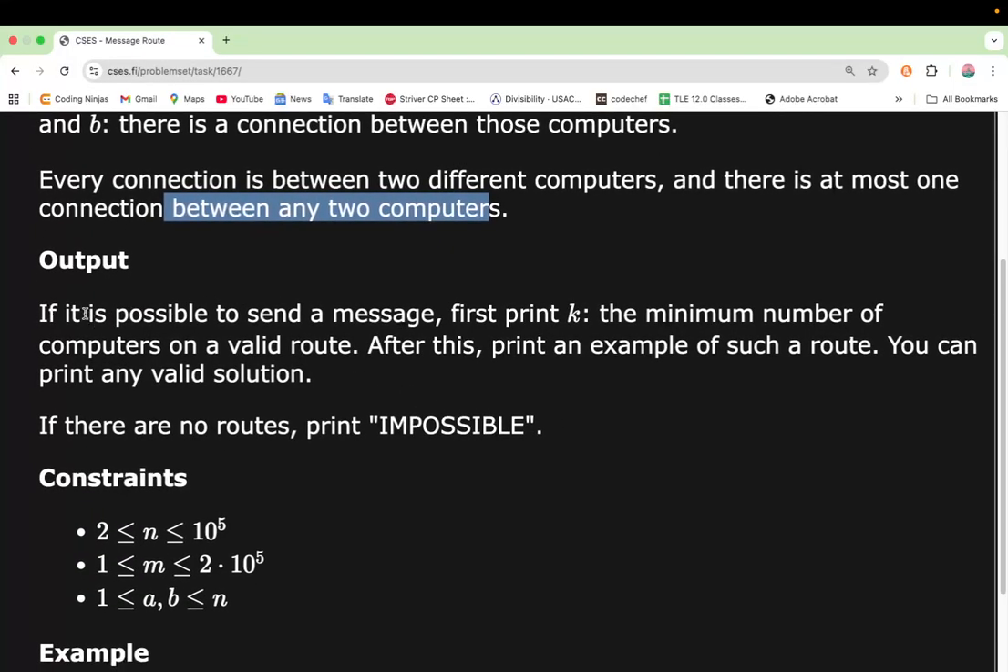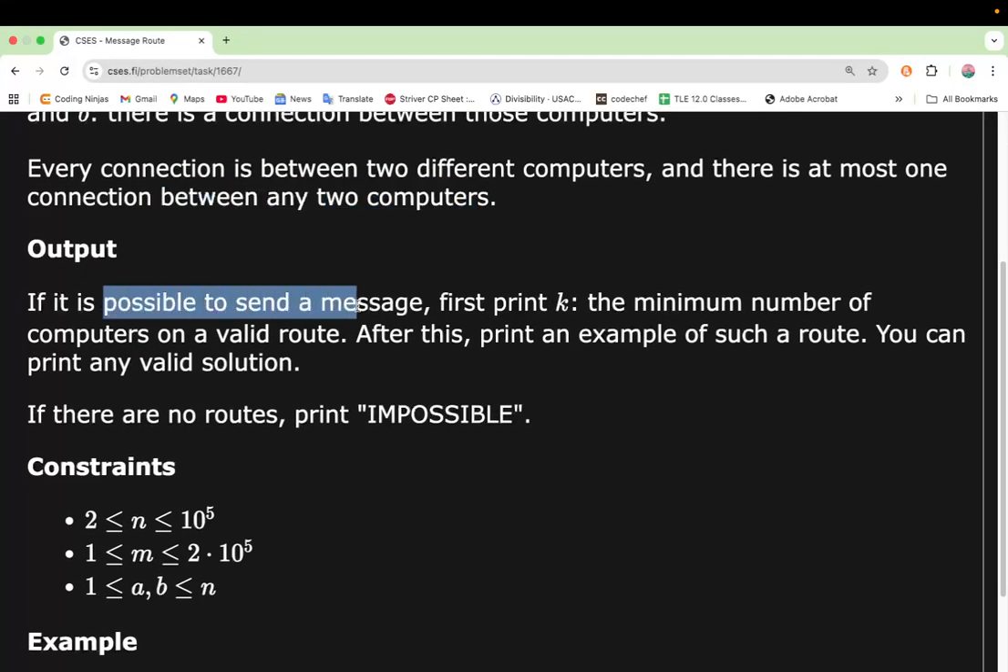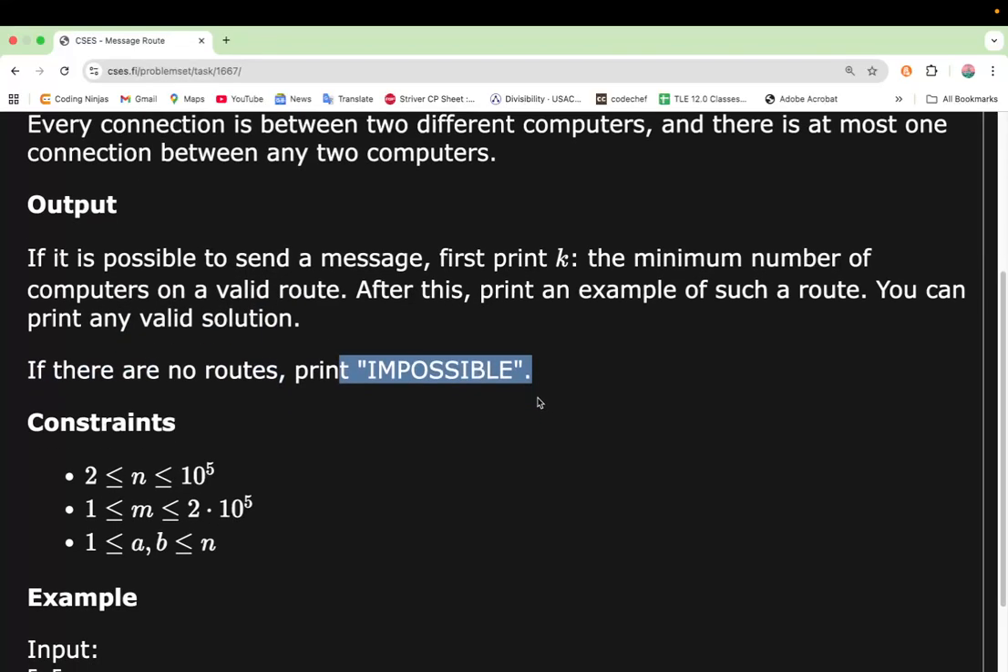Okay. So for the output, if it is possible to send a message, you first have to print k, that is the minimum number of computers on a valid route. And after this, you need to print an example of such a route. You can print any valid solution. But if there is no route, you need to simply print impossible.